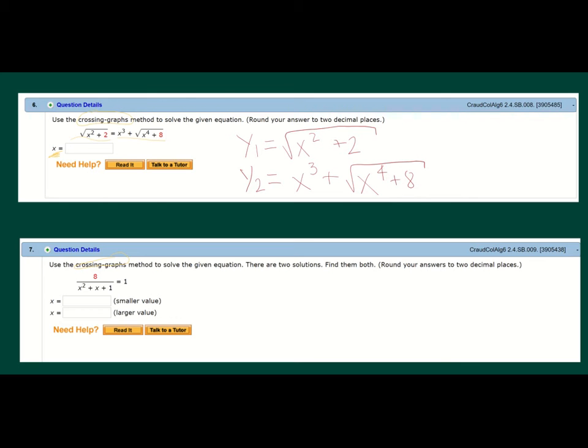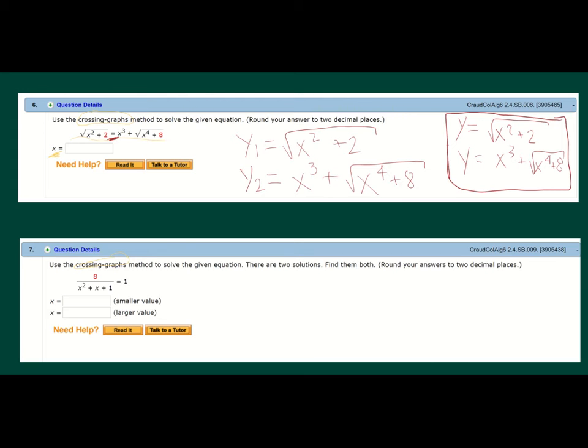What we've really done in the background here, the math that works out, is we're saying, okay, y is equal to the square root of x squared plus 2, and y is equal to x cubed plus the square root of x to the 4th plus 8, or whatever your numbers are here. And since y is equal to both of these things independently, they must be equal to each other, which is given here. We're introducing another variable called y in order to use the crossing graphs method.